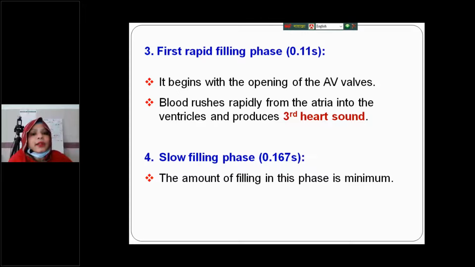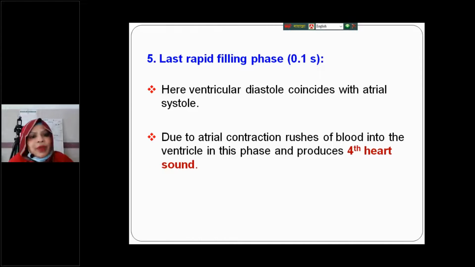Fourth thing, slow filling phase. The amount of filling in this phase is very minimal, that's why it is called the slow filling phase. Last rapid filling phase: here ventricular diastole coincides with atrial systole. Due to atrial contraction, blood rushes into the ventricle in this phase and produces the fourth heart sound. This is very important for MCQ and viva questions.